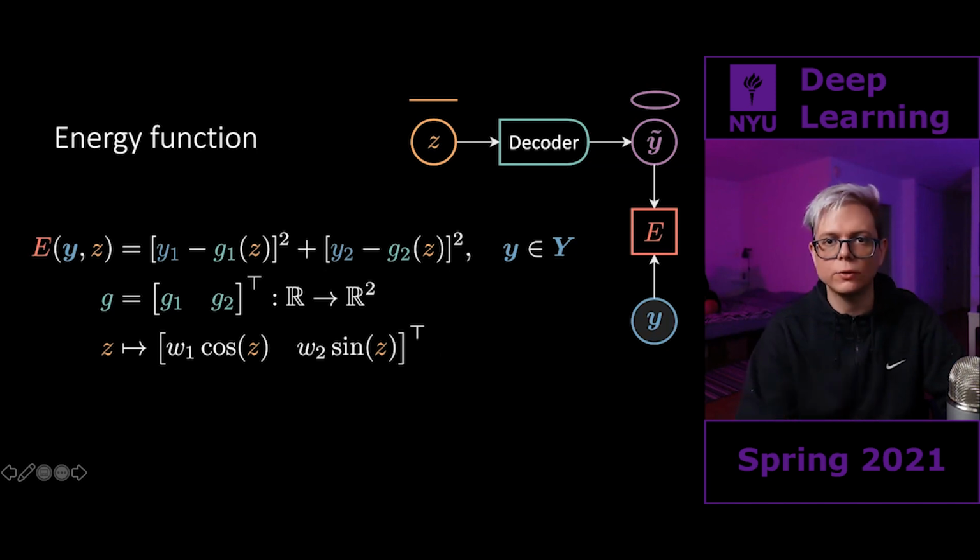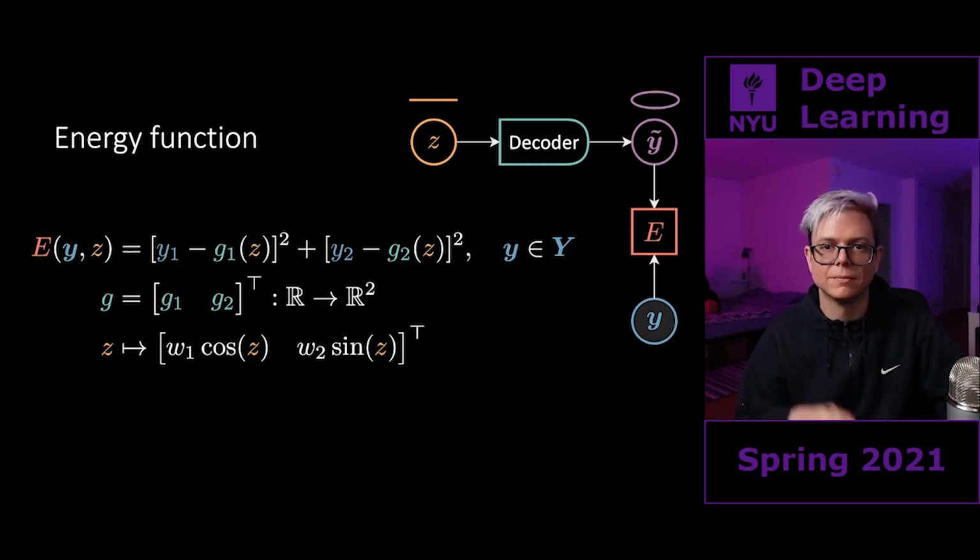Okay. Question for you at home. How many parameters does this G decoder have? Type in the chat.